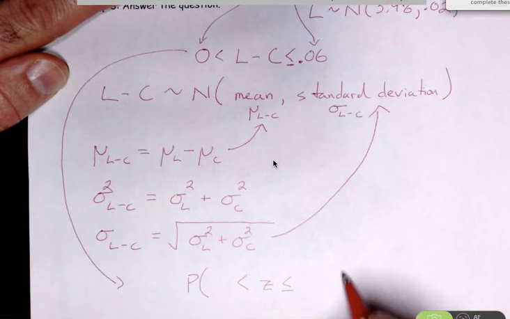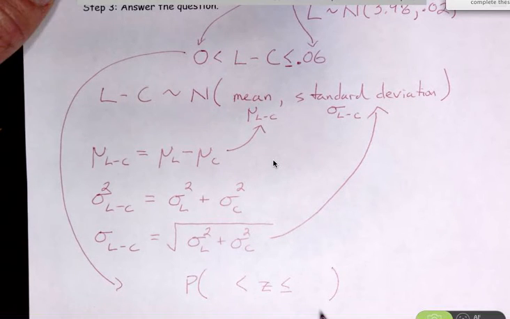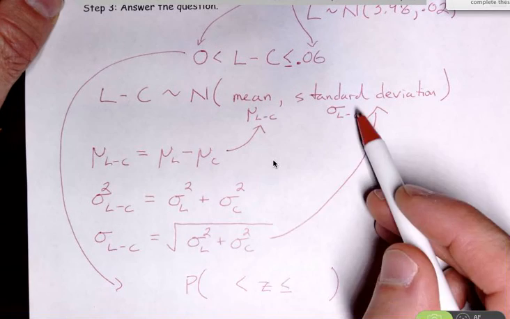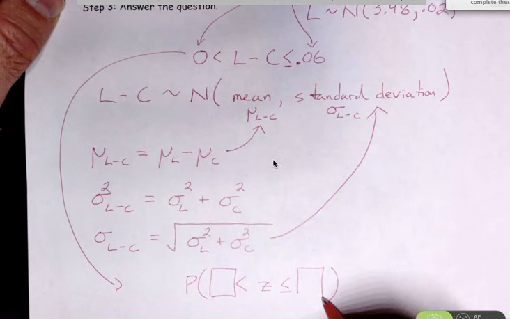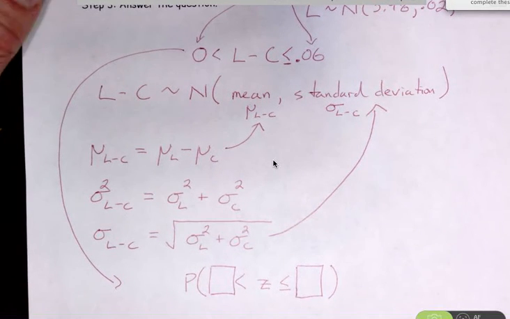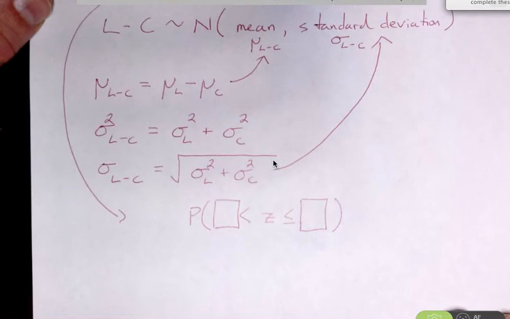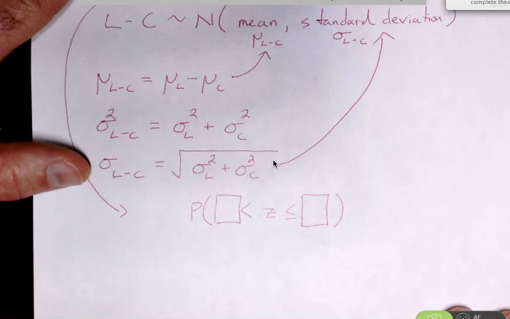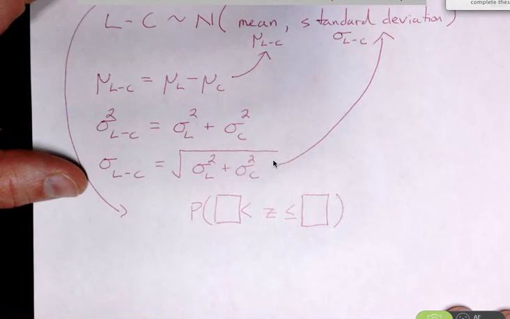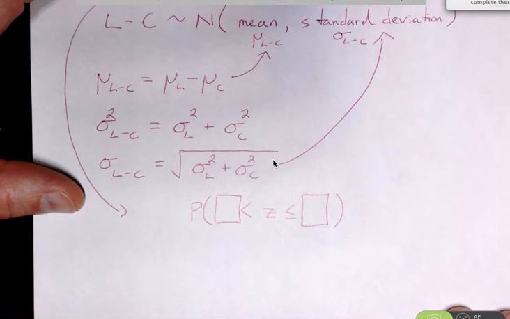I'm not going to tell you what those z-scores are. You need to calculate the mean and the standard deviation and find those z-scores. Understand that those z-scores will give you boundaries that you can use to find the area under the normal density function, and you can use that to represent the probability.